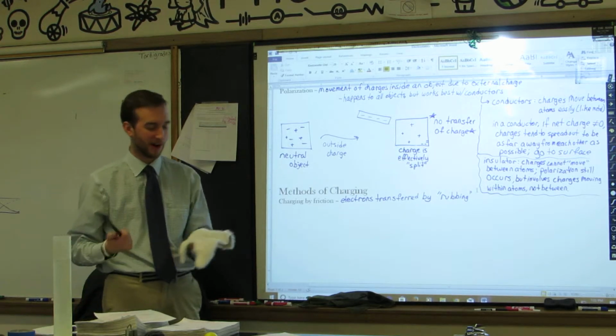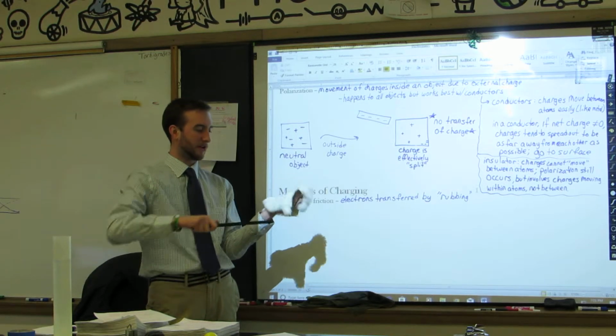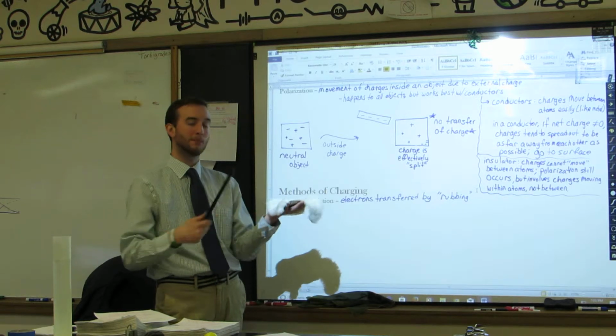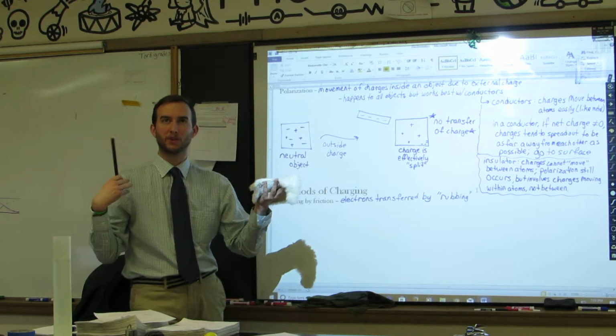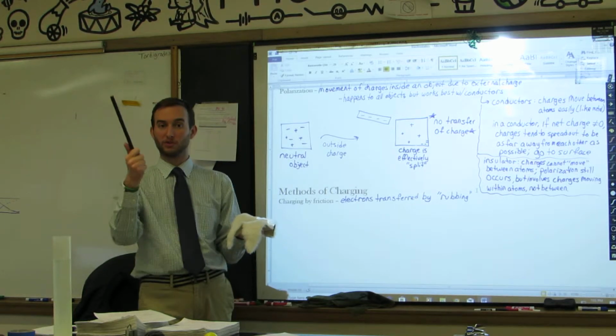It depends on what materials you have. But let's just say that both these are neutral to start off. If I rub the stick across the fur, what might happen is some of the electrons in the fur, maybe they're not very tightly held by the fur, so they can tend to kind of leave and go to the stick.